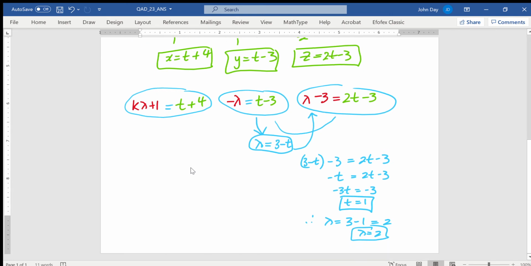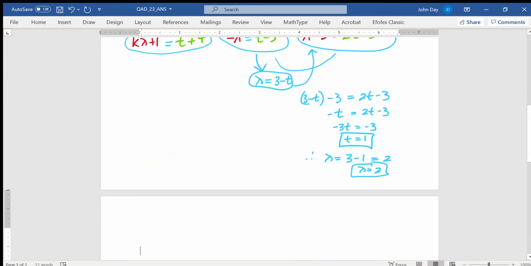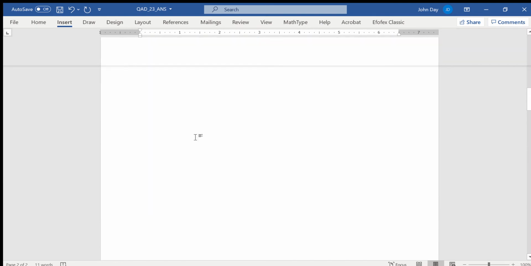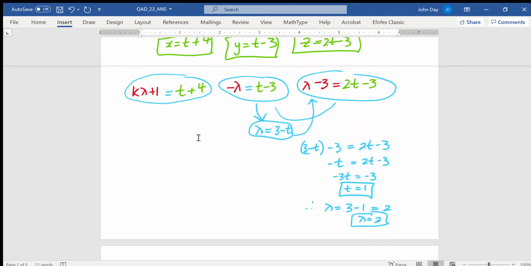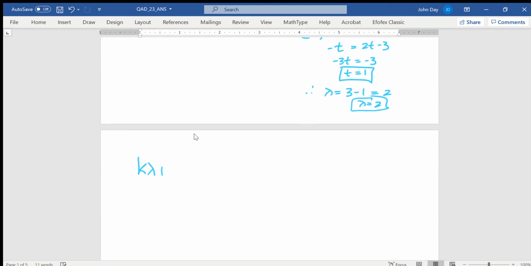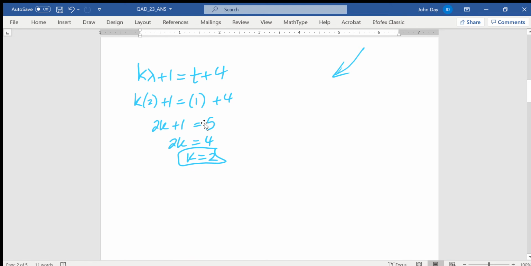Now, I know that it's a consistent situation. So I can go back and pop into k lambda plus 1 equals t plus 4 those values that I found. So t is 1, lambda is 2. So 2k plus 1 equals 5, 2k equals 4, so k is equal to 2. So I found the value of k for which there is an intersection, because it'll make a set of simultaneous equations that are consistent.